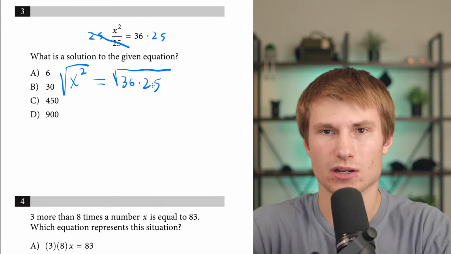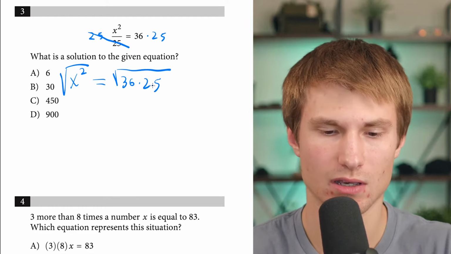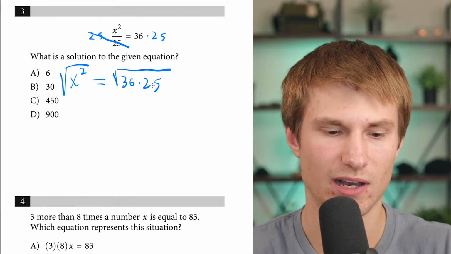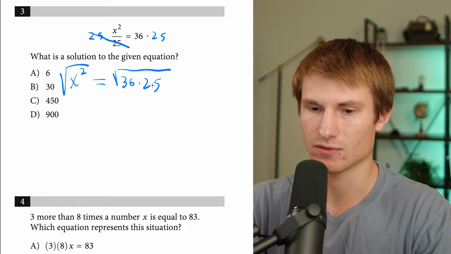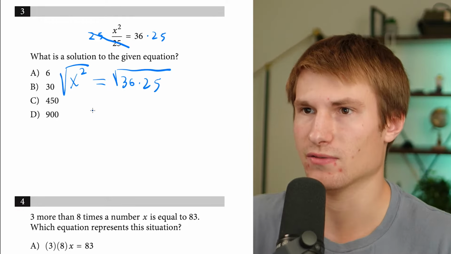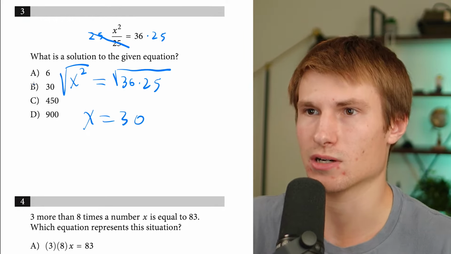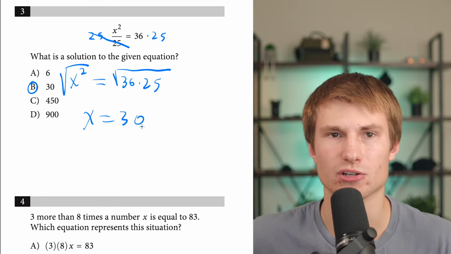Let's put this in our calculator to see what we get for the value of x. We've got 36 times 25, which is 900. We take the square root of 900, and that gives us 30 for the value of x. So x equals 30, and our answer there is going to be answer choice B. Moving on to question number 4.